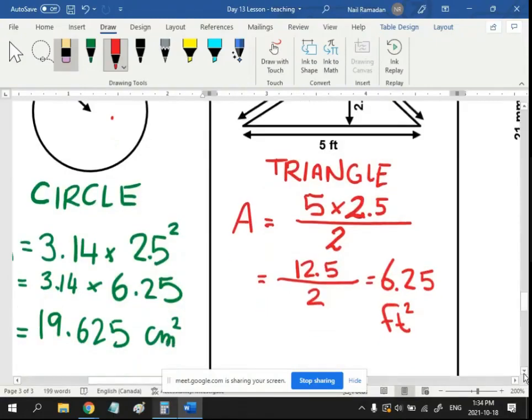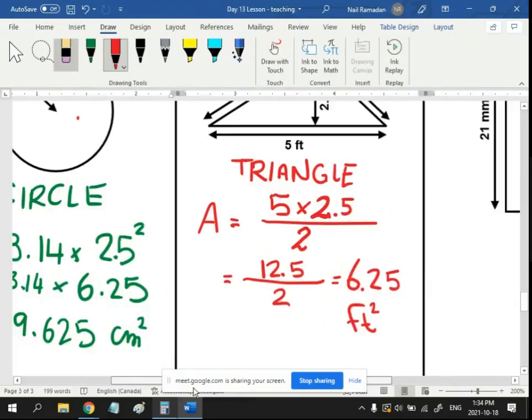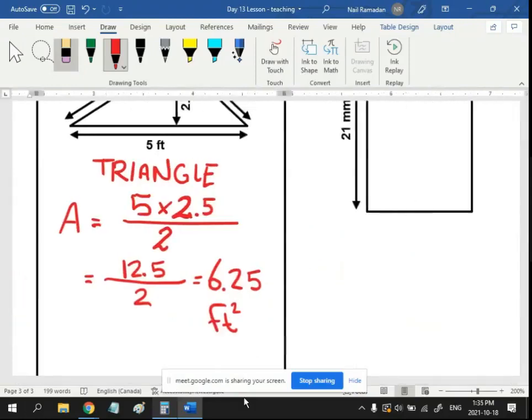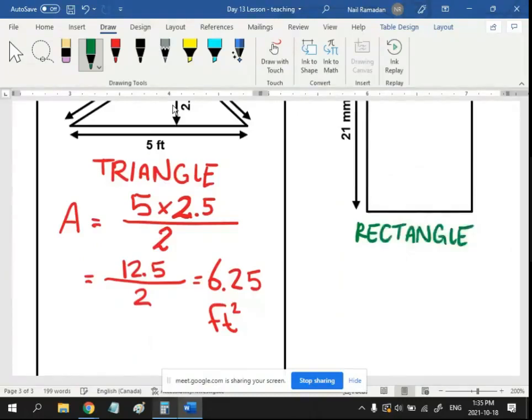Okay. Next shape. What shape is that? What shape is this? Rectangle. What is the area of a rectangle? Again, go up the chart to the very first shape. Come on. What's the area of a rectangle? It's the easiest one. It's always the easiest equation. What's the area of a rectangle?